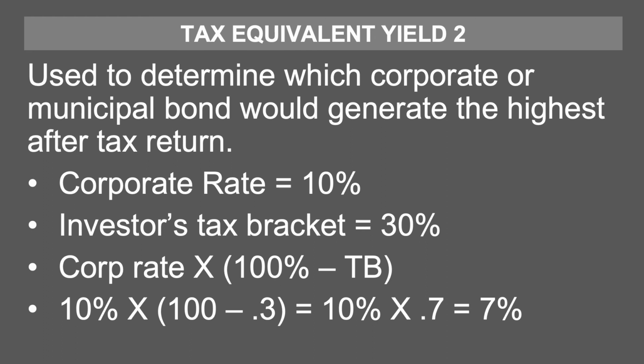If the muni bond had a yield higher than 7%, we would be better off in the muni. If the muni bond had a rate less than 7%, we would be better off in the corporate.